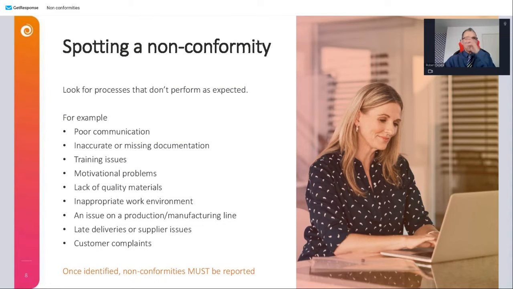Here we go. So, spotting a non-conformance. We've already covered some examples of a non-conformance. In principle, non-conformances can usually be spotted, certainly when you're internally auditing your system. So somebody is effectively looking at various parts of the business. It might be the purchasing process. It might be how you carry out training.